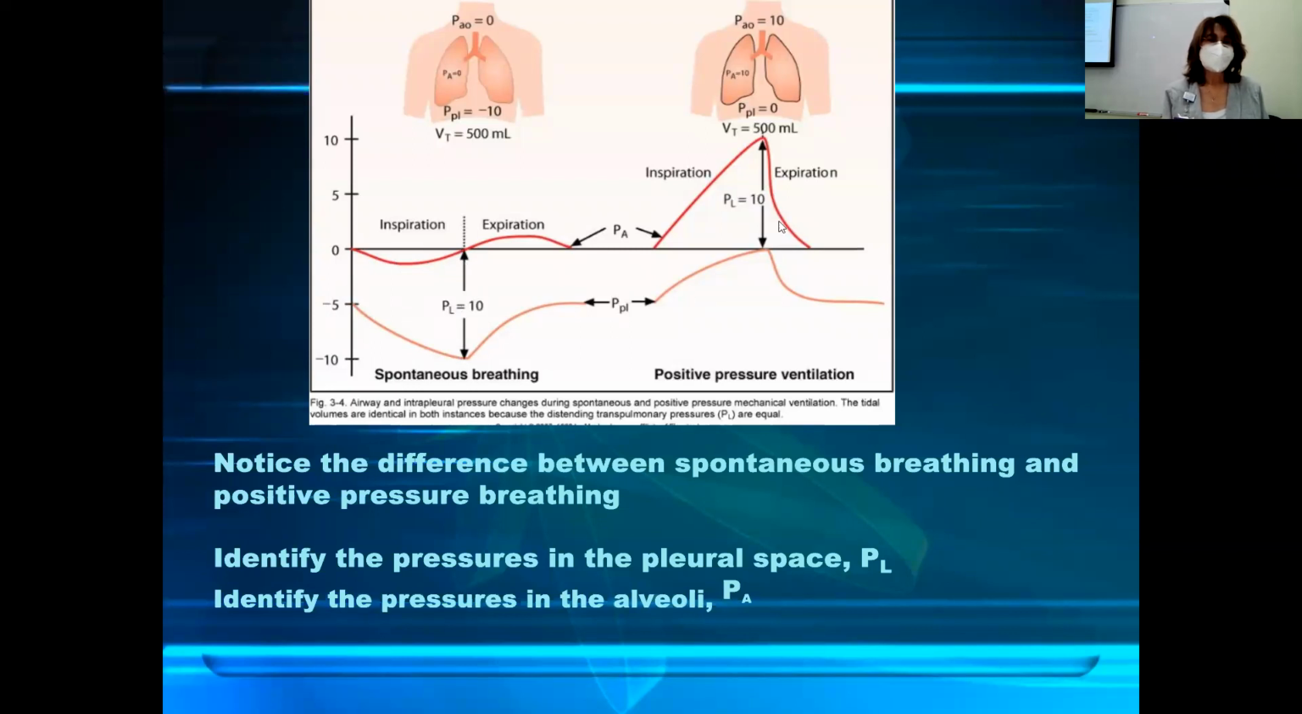All right, on this side, we have positive pressure ventilation, and we're pushing air into the lungs. And when we do, pressure builds up. What does that do to the pressure in the pleural space? It goes from being really negative to being like 0 at the end of inspiration. So it even changes the pleural pressures a little bit.